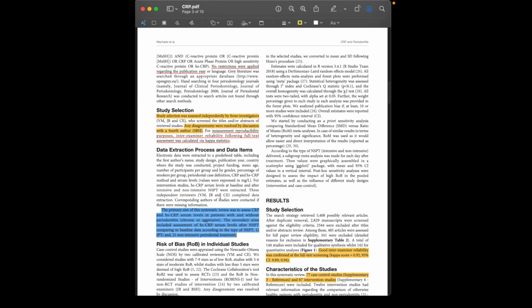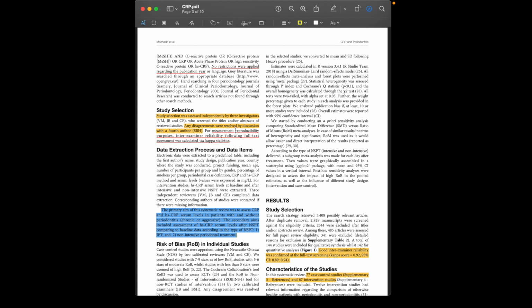Study selection: they're saying that there were 3 main investigators that screened the titles or abstracts of the reviewed studies, but any disagreements were resolved by discussion with a 4th author. So there's a 4th one just to kind of mediate if any disagreements were to arise.